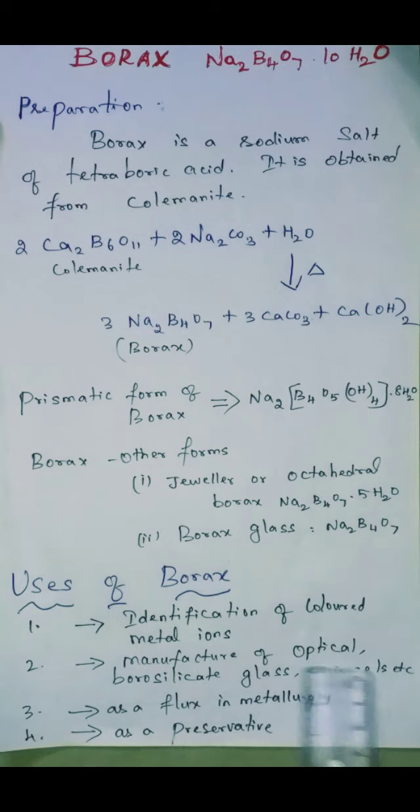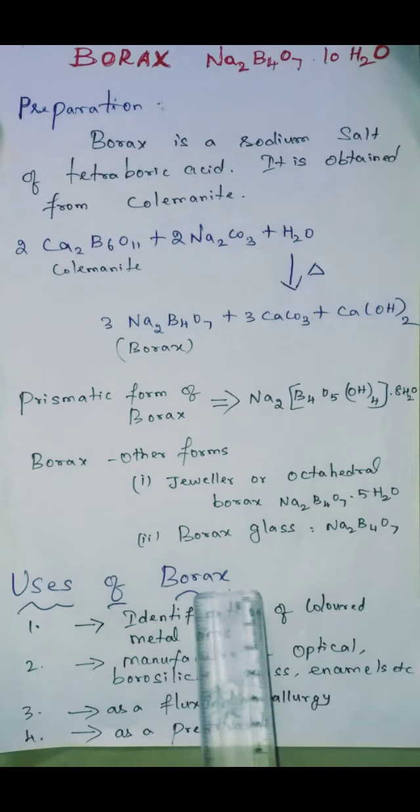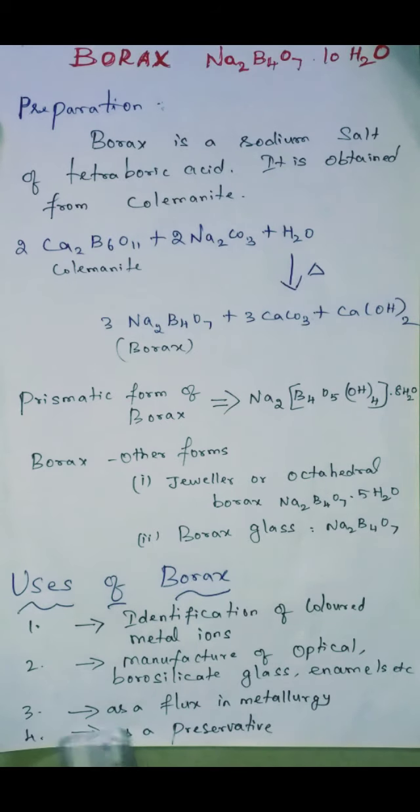Second, manufacture of optical borosilicate glass and enamels, etc. Glass plates, enamel coatings, and optical instruments, that is eyeglasses, are all made using borax. Then it is used as a flux in metallurgy. Flux means a substance that reduces the fusion temperature of an ore. Sometimes borax is also used as a preservative. So these are the uses of borax, a very important question.